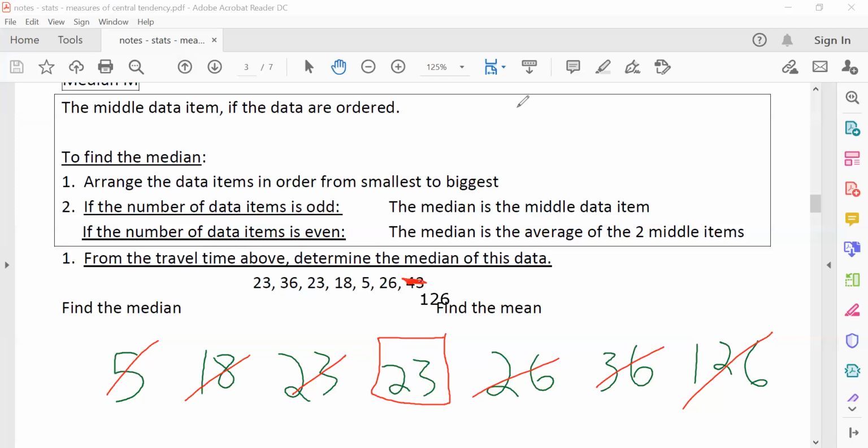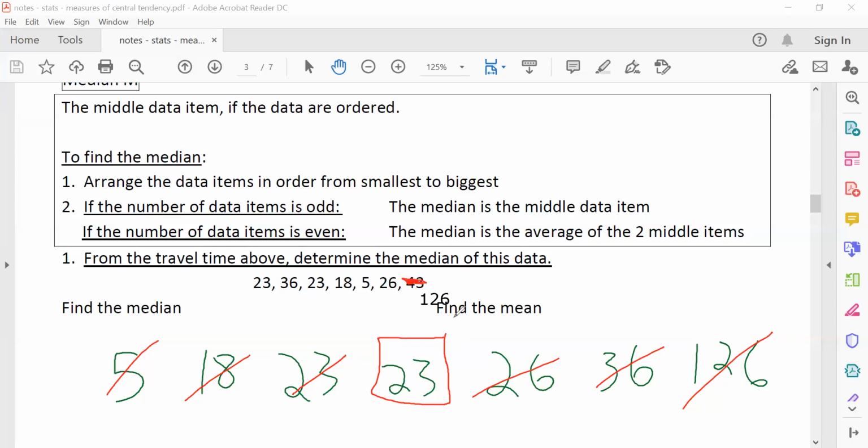So the median is said to be resistant to extreme values, either very large or very small values. The median would be resistant to that. It's less likely to change from it. It doesn't mean it's perfectly resistant, but it's a little more resistant than the mean.